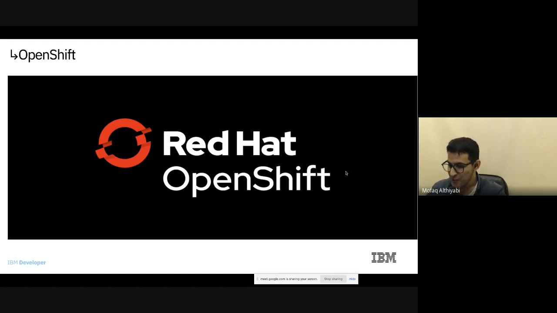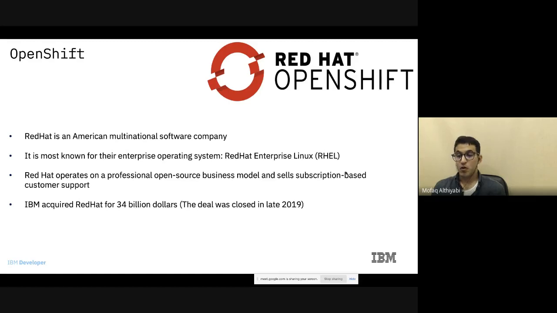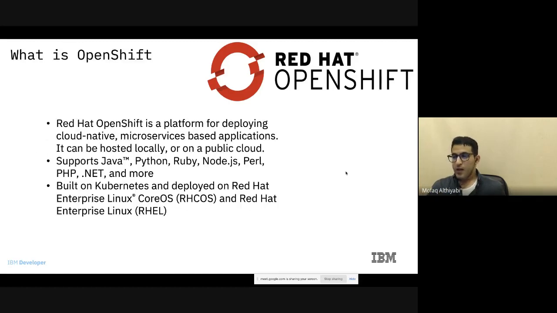Let's talk about Red Hat OpenShift. Red Hat is an international software company, most known for their enterprise operating system, Red Hat Enterprise Linux. It basically operates on professional open source business models and sells subscription-based customer support. IBM bought Red Hat for 34 billion. The deal, which included OpenShift, was closed in 2019.